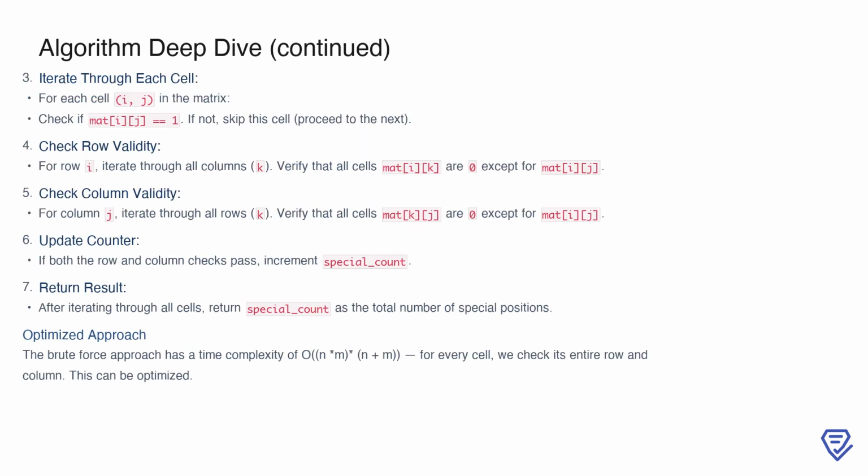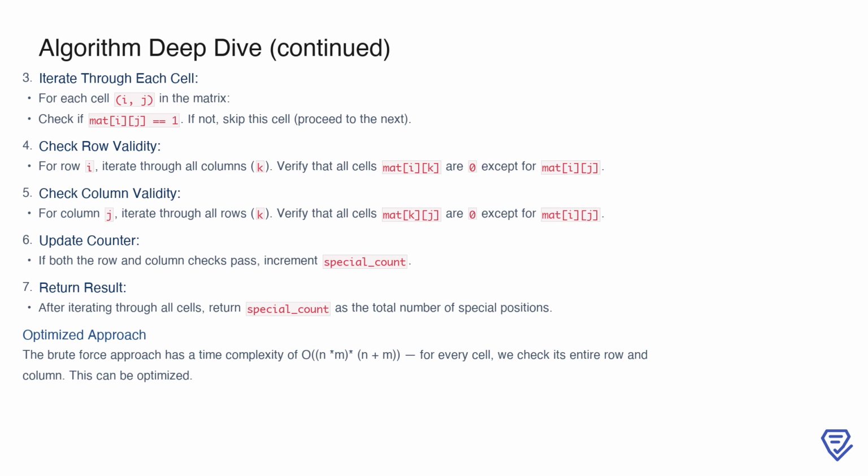The brute force algorithm proceeds by iterating through each cell (i, j) in the matrix. For every cell, we first check if the value at mat[i][j] is 1. If it is not, we skip to the next cell, as it cannot be a special position. If mat[i][j] equals 1, we then verify the row validity. We iterate through all columns in row i and ensure that all other cells in the row, except mat[i][j], are 0.